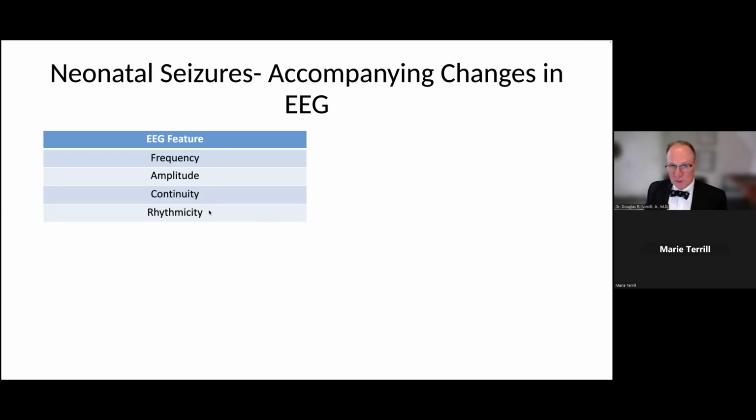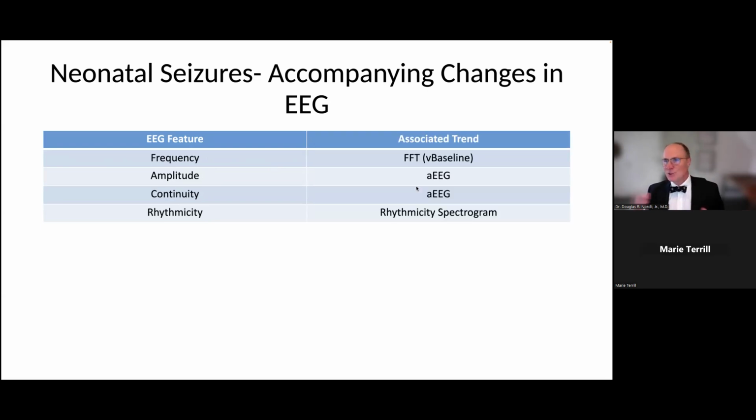So this makes sense. Rhythmicity is the rhythmicity spectrogram. The amplitude and continuity is reflected in the amplitude integrated EEG, and the frequency domain is seen in the FFT, and that versus baseline is another feature that can be very helpful for neonatal detection. So once you're familiar with it, it's not too hard to find the vast majority of seizures and very efficiently.